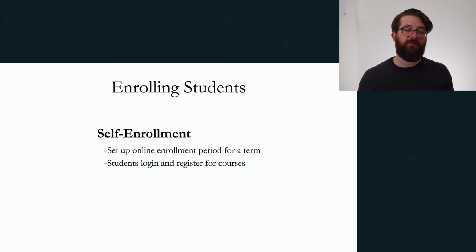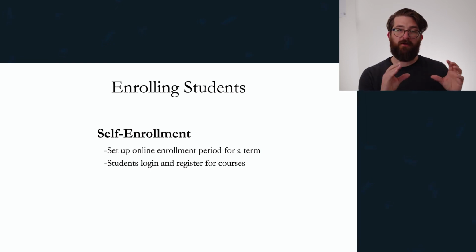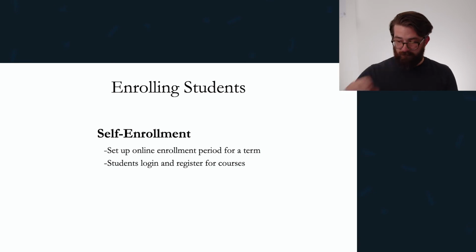The process for self-enrollment just involves you going and setting up online enrollment, that period for a term. And then students log into Populi, and then they register for courses.